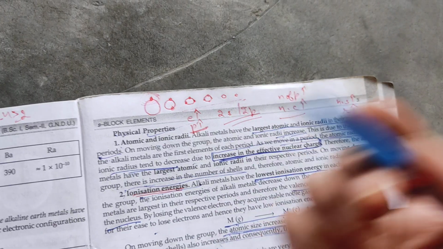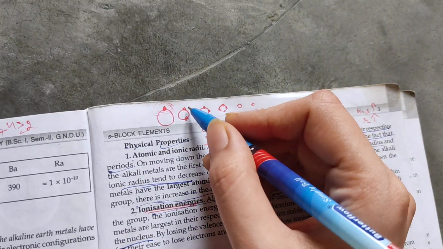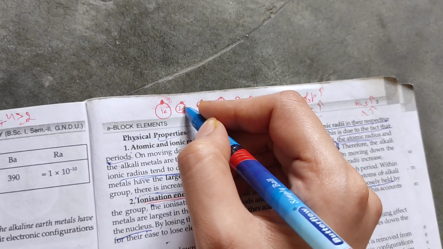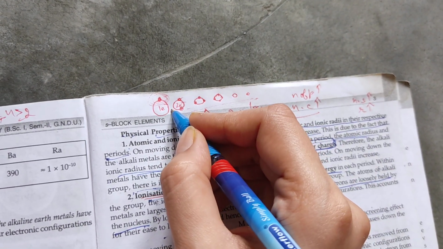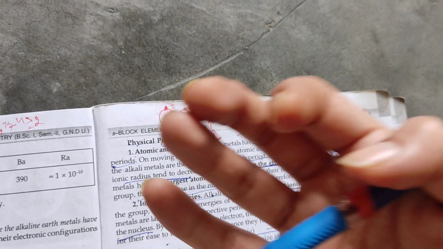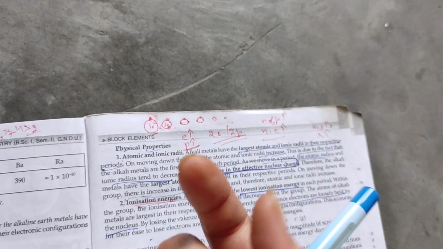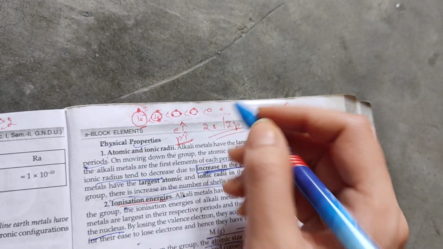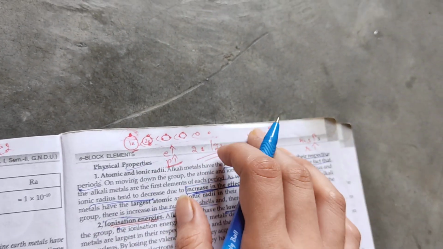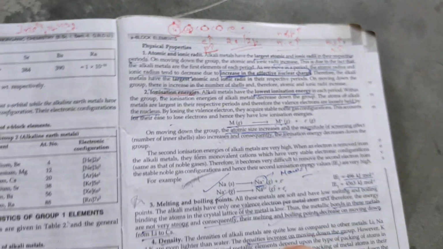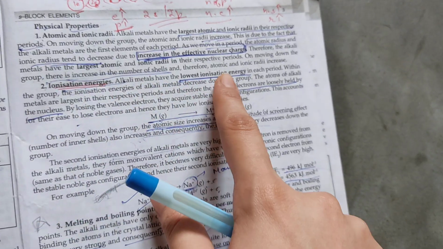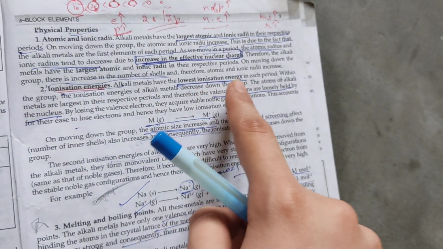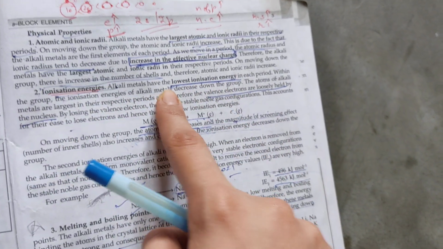Now, comparing with this period's elements, see the second one. Here you have to remove 2 electrons. Is it easy to remove 1 electron or 2 electrons? Obviously, it is easy to remove 1 electron, so the energy requirement would be low. More and more energy would be required for removing 3, 4, 5, 6, 7 electrons. So their ionization energy is the lowest in the period. Right? Now, within the group, ionization energy decreases down the group.